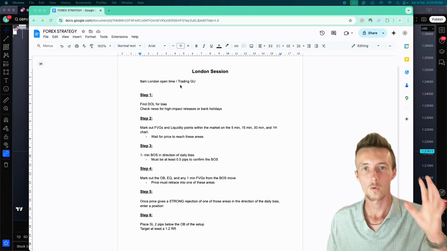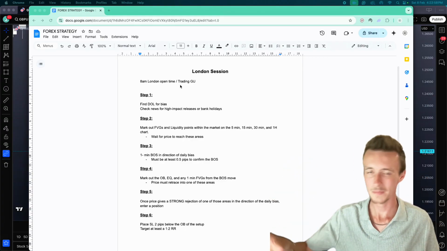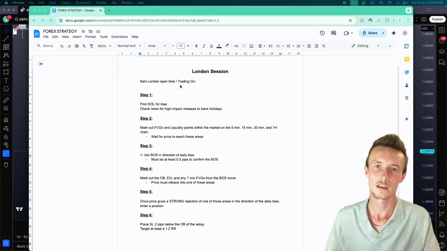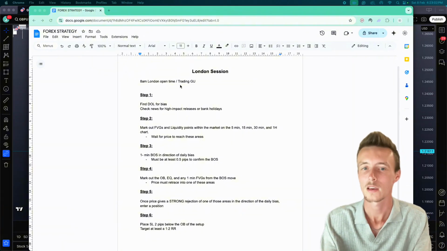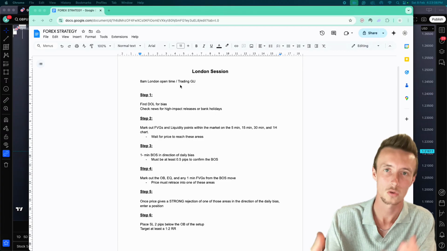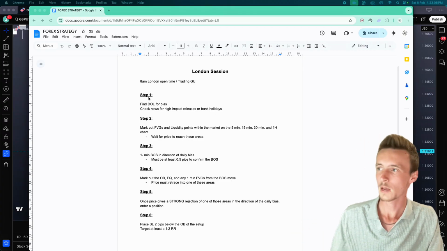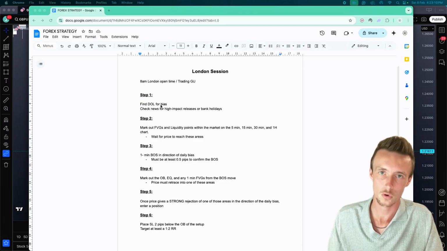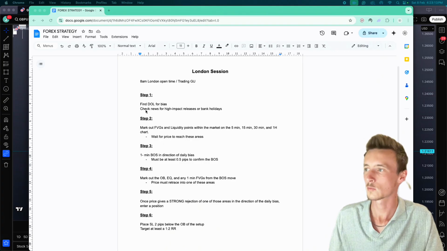So all we're going to do is run through this. We're going to go step by step, actually executing a trade. You'll be able to see how I execute a trade. We'll break it down, and then you can either copy all of this or tweak it to make it suit your own style. So step one, of course, finding a draw on liquidity for the bias, as well as checking news for high impact news or bank holidays.